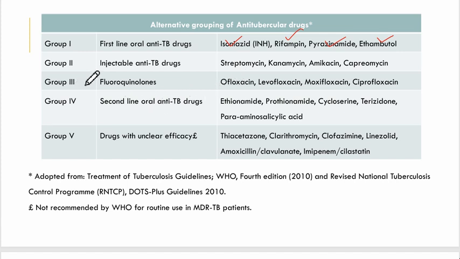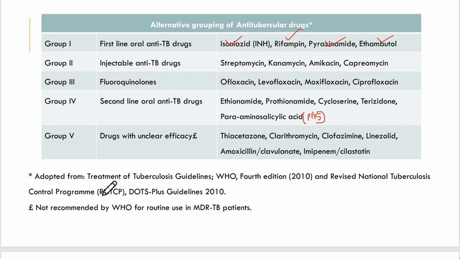This was about the first line oral drugs. Then the fourth group is the second line oral anti-TB drugs, in which we have ethionamide, prothionamide, cycloserine, and para-aminosalicylic acid. To remember, this is PAS, para-aminosalicylic acid, which is generally written in this short form. And for drugs with unclear efficacy, we have the antibiotic clarithromycin, thiacetazone, clofazimine, linezolid, amoxicillin-clavulanate, and imipenem-cilastatin.